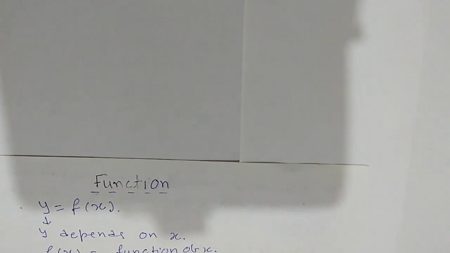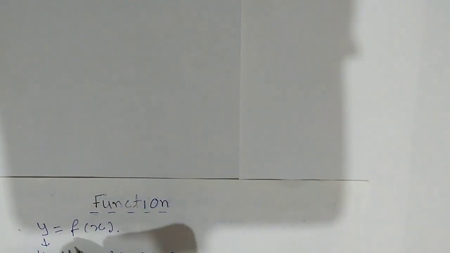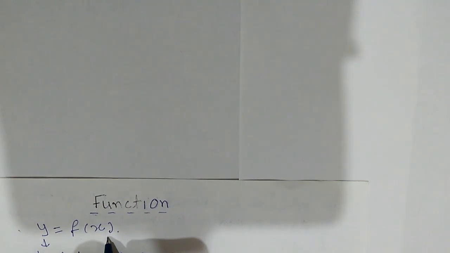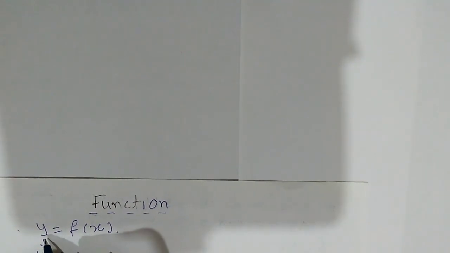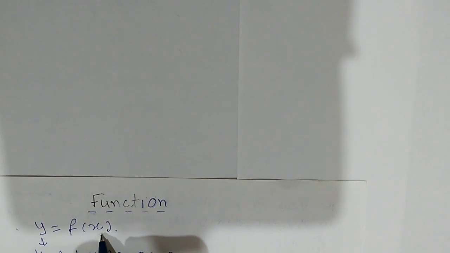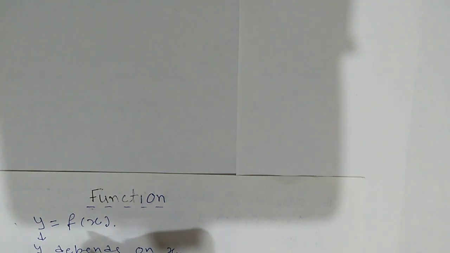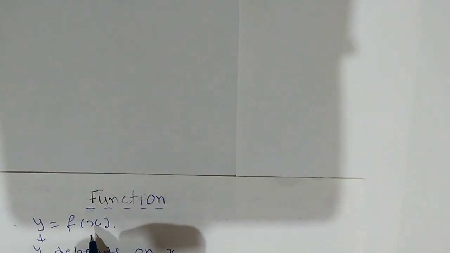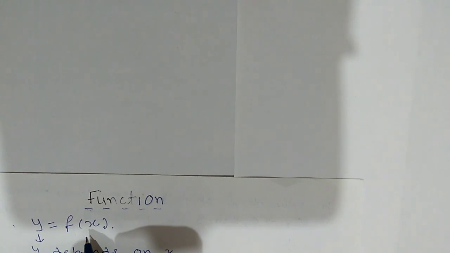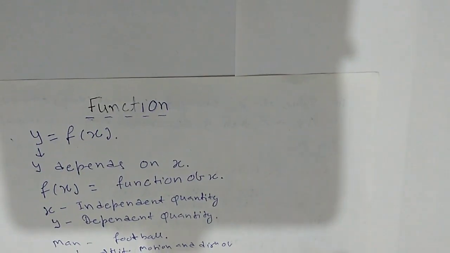Now I am starting the next remaining part of basics, that is function. First we write here y is equal to f of x. It means y is a dependent quantity, it depends on x, and x is an independent quantity, where y and x are variable quantities which vary with respect to x. It means if x varies, then y also varies.